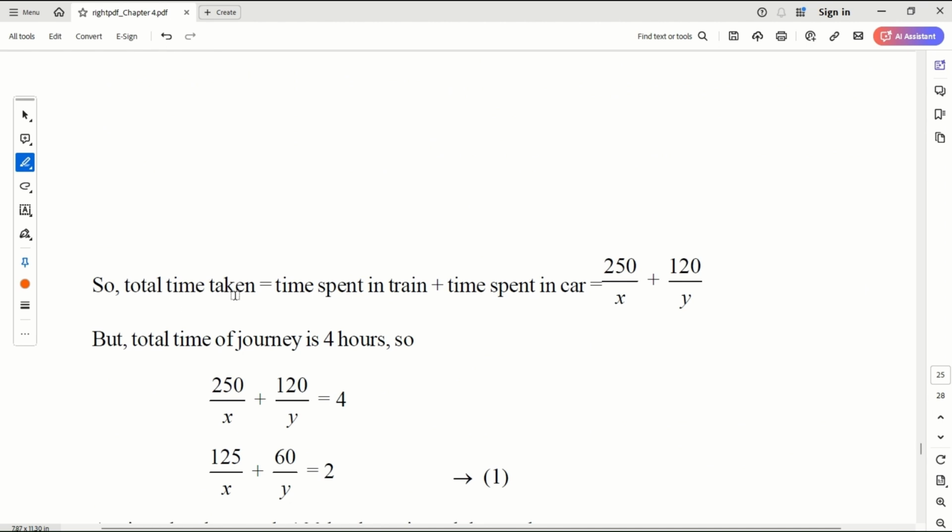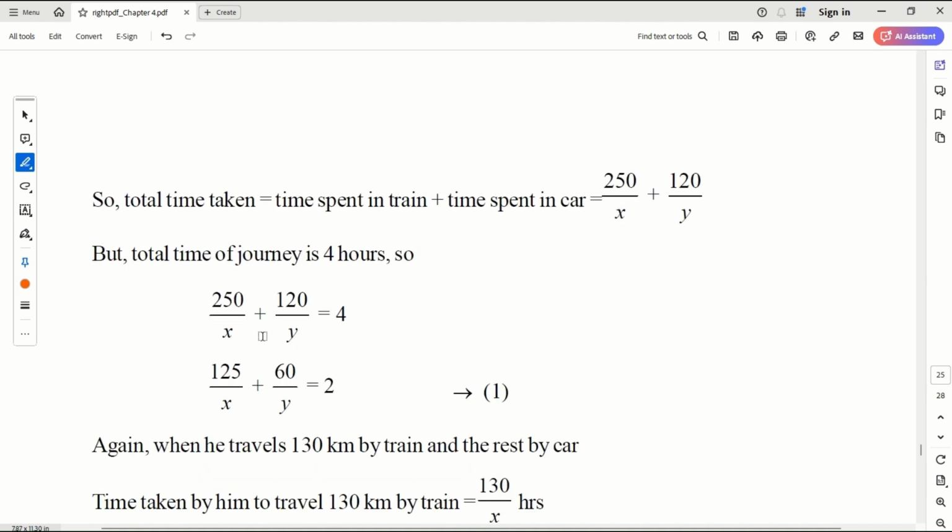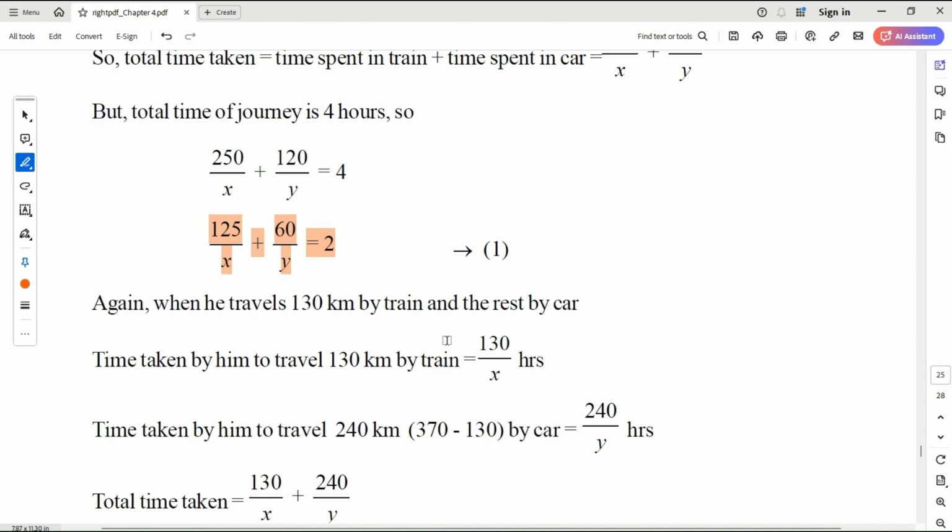So the total time taken is 250 by x plus 120 by y, which is given as 4 hours. You simplify, and this is your first equation.